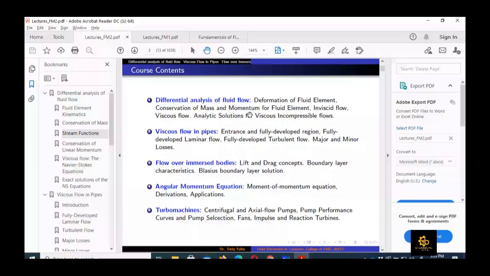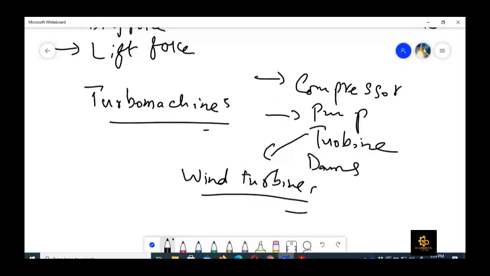So have you heard the name of software which is used for this? Anyone? Yes, sir, ANSYS software does the numerical solution. Yes, thank you very much for your input.